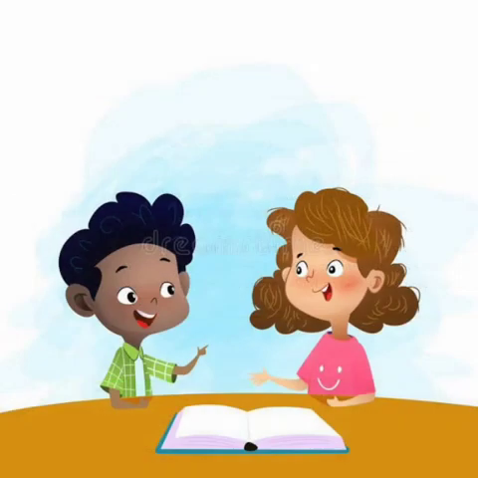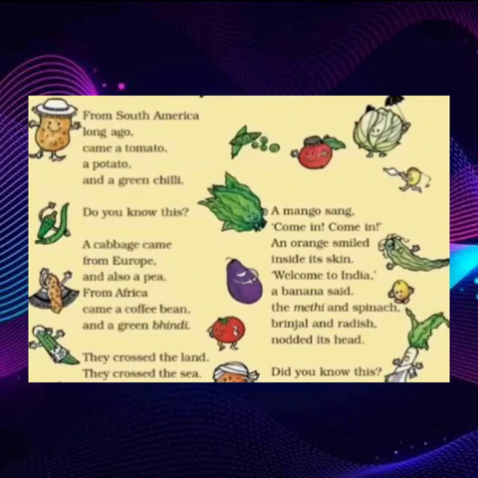So my dear children, in page number 50, a poem is given to know which plant came from where. From South America came a tomato, a potato and a green chili. A cabbage and a pea came from Europe. A coffee bean and a green bhindi came from Africa. And in India, we can find mango, orange, banana, methi, spinach, brinjal and radish. So do you know all this?